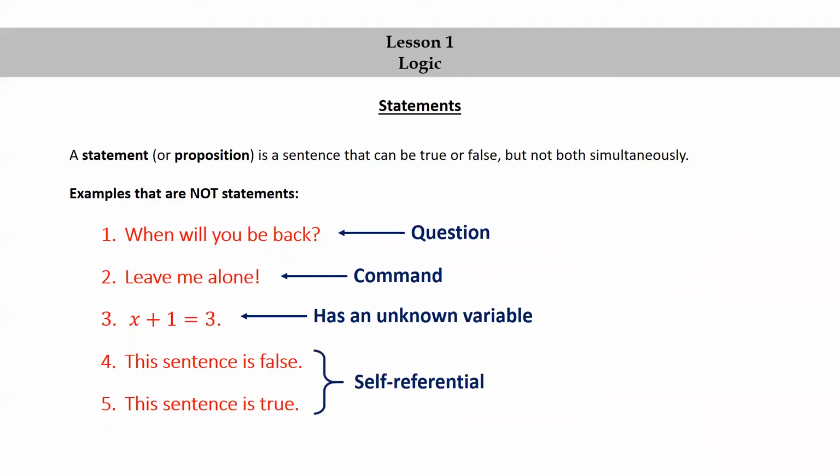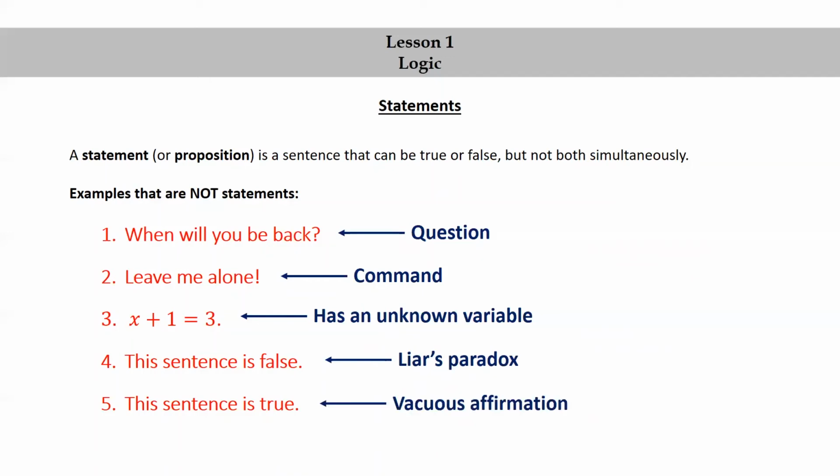The last two are examples of self-referential sentences. They talk about themselves. The first one, this sentence is false, is called the liar's paradox. The second one, this sentence is true, is called a vacuous affirmation.